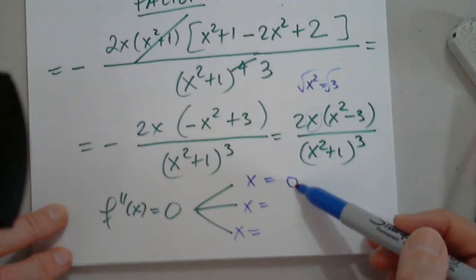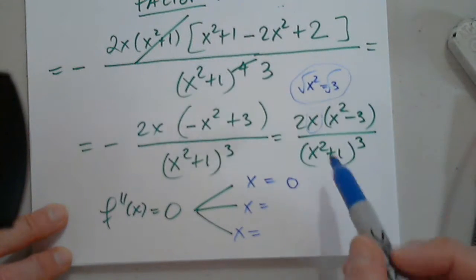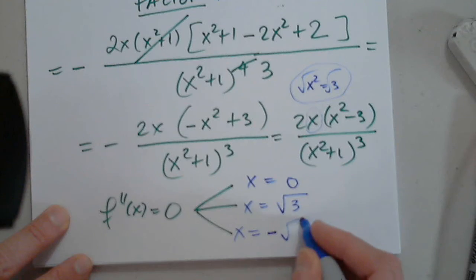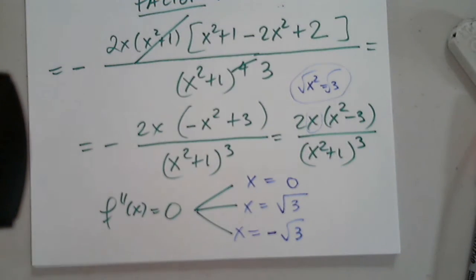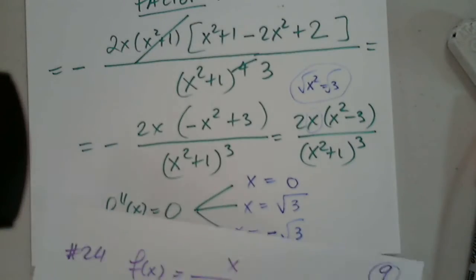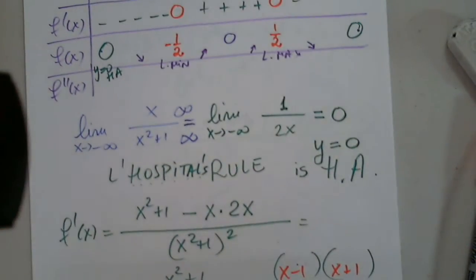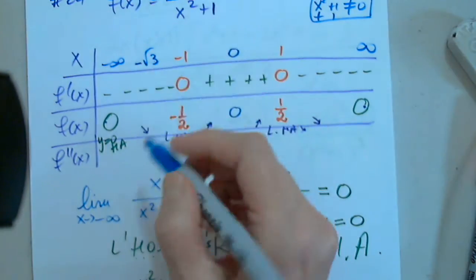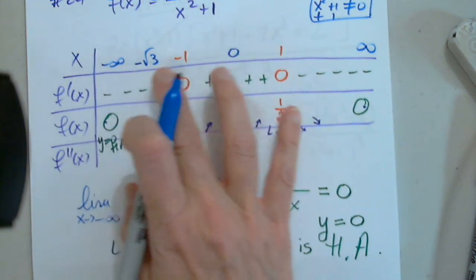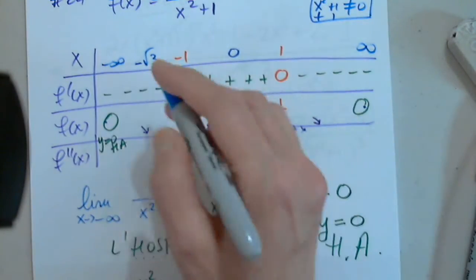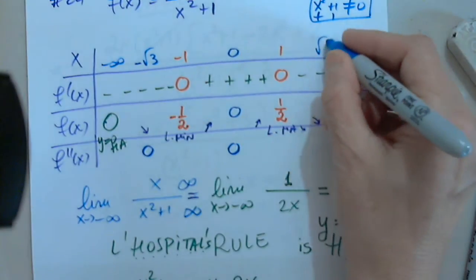So indeed x equals 0, and then this equation has two solutions. Positive the square root of 3 and negative the square root of 3. Back to my table. Okay, so 0 here, negative the square root of 3, because it's between these two. Be very careful. These have to be all in order, in ascending order. And the square root of 3.